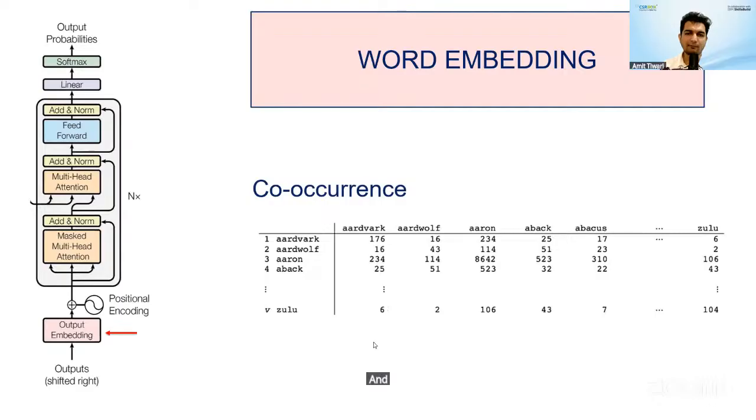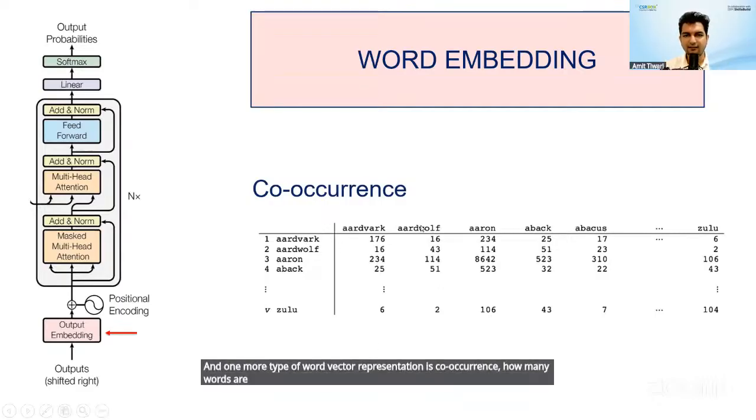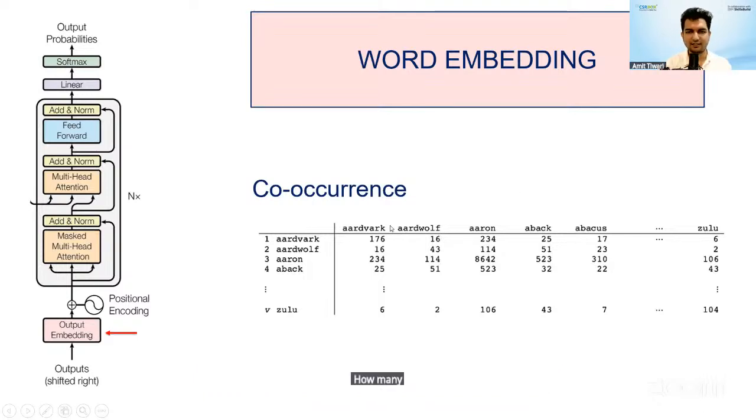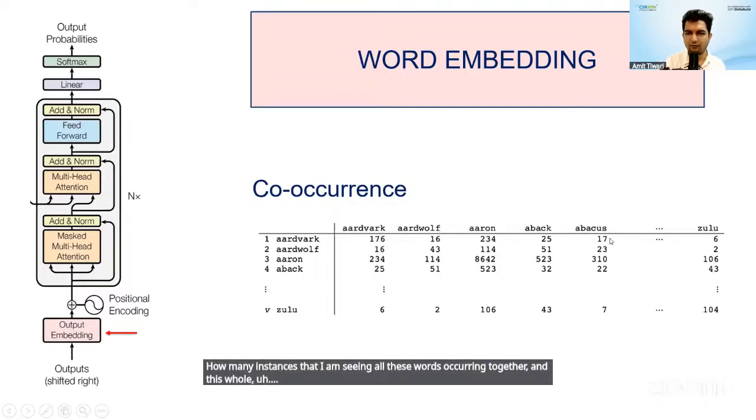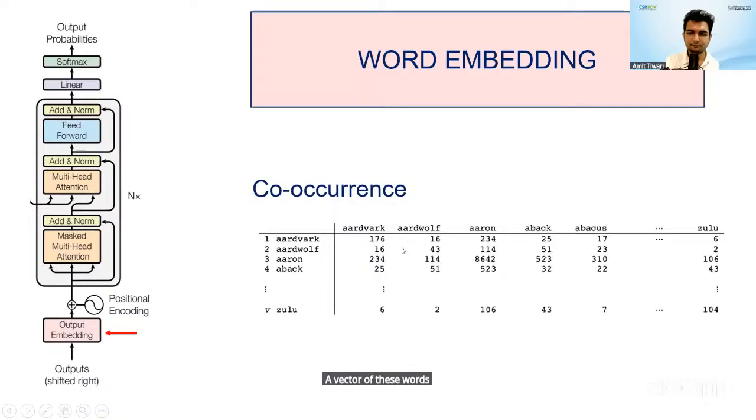And one more type of word vector representation is co-occurrence. How many words are occurring together in my whole corpus? How many instances am I seeing of all these words occurring together? And this whole vector of these words is what the word vector is. All right, so those are simple ways of making words into vectors.